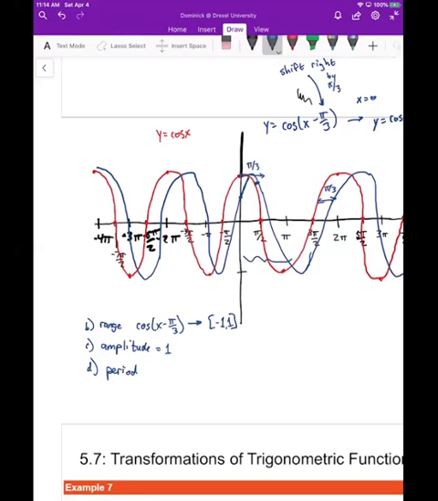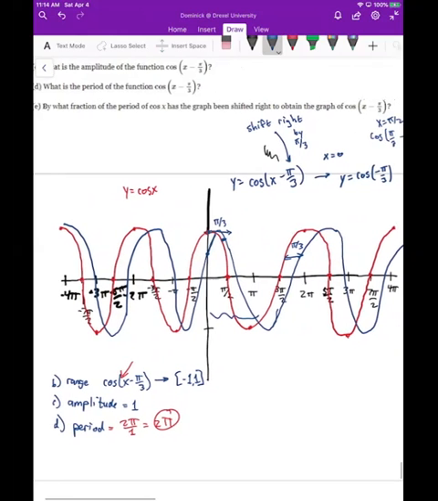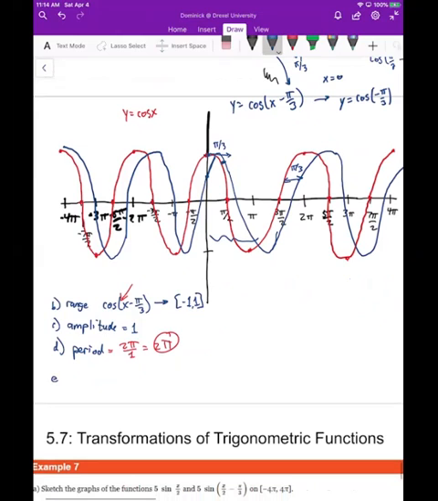And of course, what number is in front of the x here? The number in front of the x is 1, so the period is 2 pi divided by 1, which is still 2 pi. And now the only difference is they want to know by what fraction of the period of cosine of x has the graph been shifted to the right. And of course, that has been shifted by pi over 3, right?